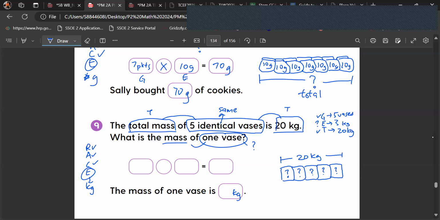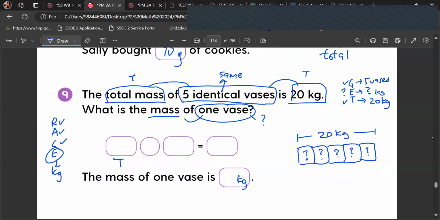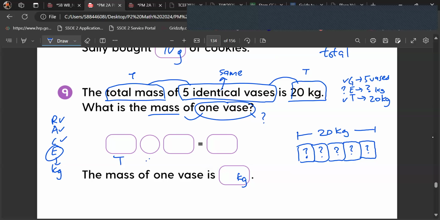Okay, so I will take all the buses, the total divide by group will give me each. So the total is 20 kilogram divided by 5 of the buses equals to 4 kilogram. That's correct. Alright? Okay, so this one is the last question we are going to do.